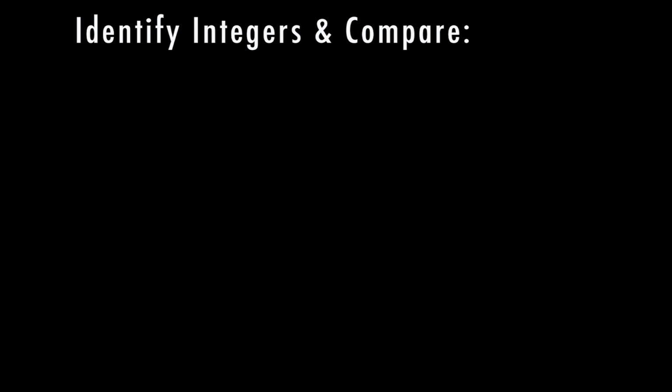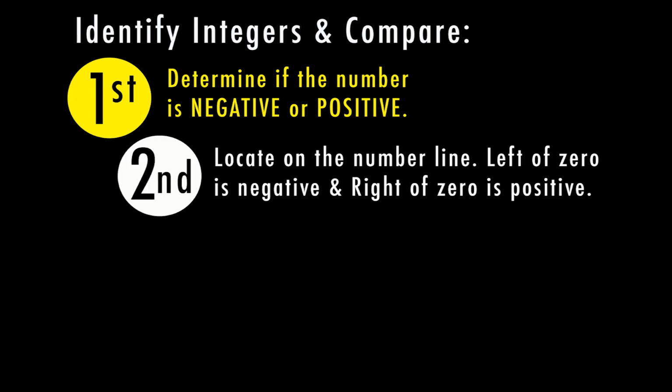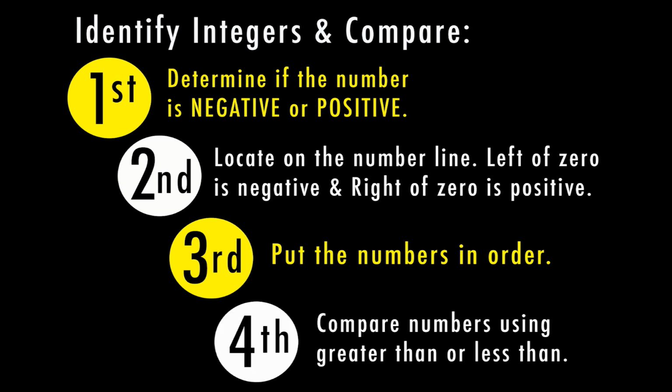Let's go ahead and recap how we identify and compare integers. So first, we want to determine if the number is negative or positive. Second, we want to locate it on the number line. Left of 0 is negative, right of 0 are positive numbers. Third, we want to put numbers in order from least to greatest or greatest to least, depending on what they want you to do. And fourth, we want to compare numbers using the greater than or less than symbol.